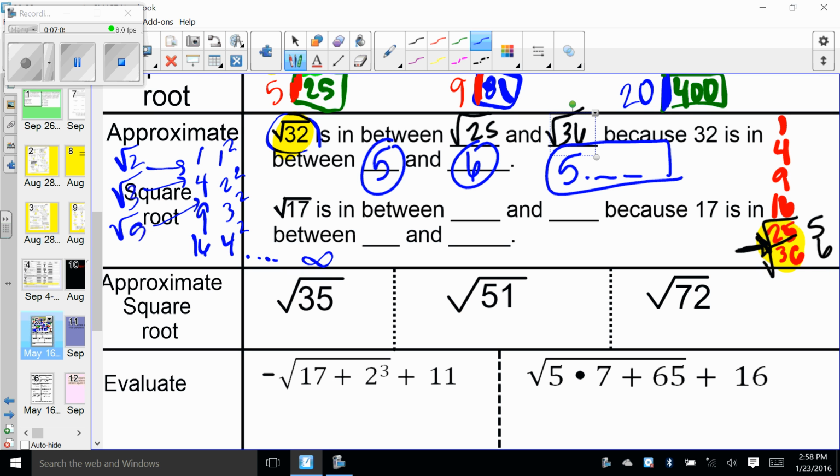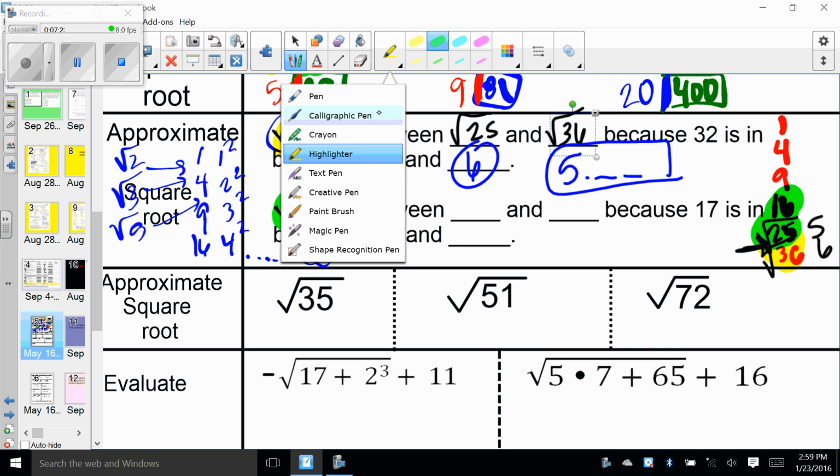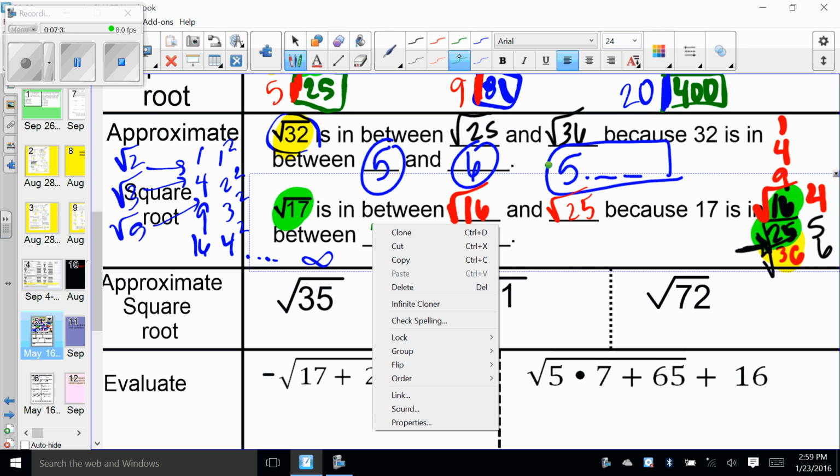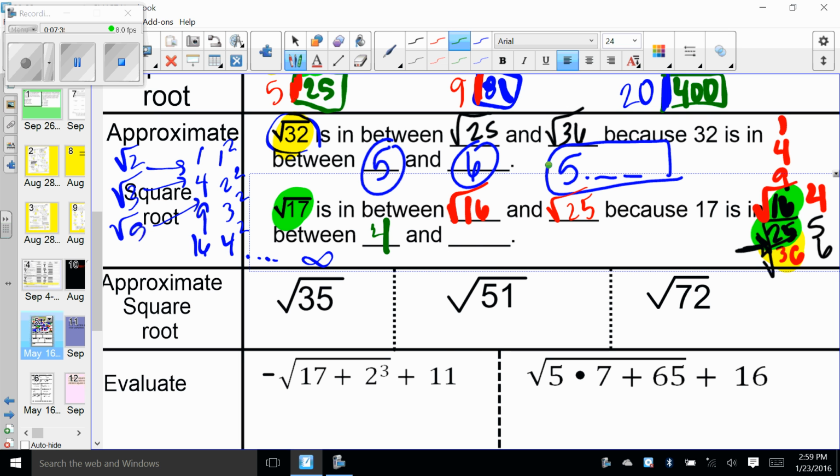5 point something something. Okay, so now the square root of 17. The square root of 17 is between the square root of 16 and the square root of 25, somewhere in between there. And we know the square root of 16 is 4, and the square root of 25 is 5. So our answer is $4 and some cents.